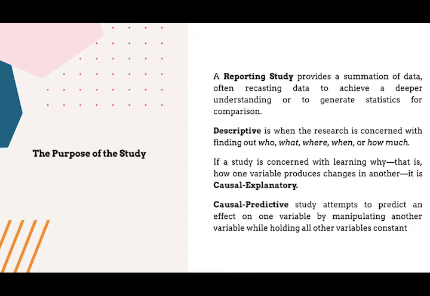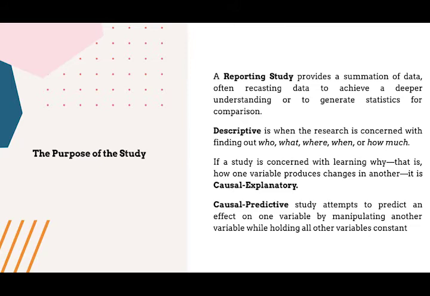Okay, so the next design is the purpose of the study. There are four types. The first one is reporting study. It provides a summation of data, often recasting data to achieve a deeper understanding or to generate statistics for comparison. The second one is descriptive, when the research is concerned with finding out who, what, where, when, or how much.